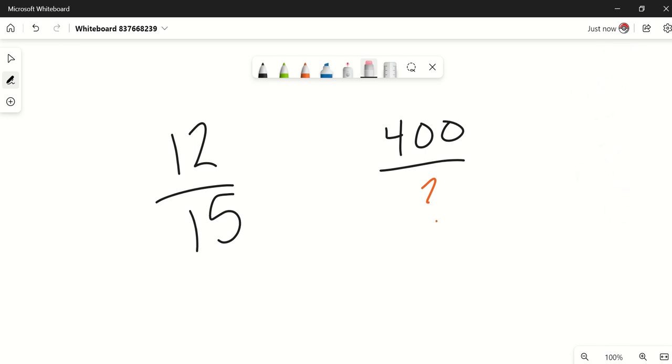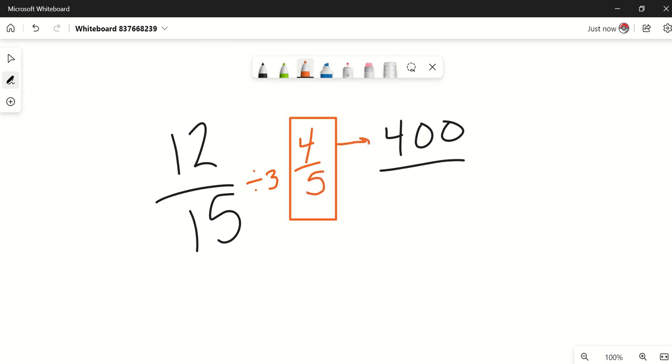I'm going to need to not try to convert 12 to become 400. I'm going to make 12 convert into something that can then convert to 400. So I'm going to divide both of these by a certain number. 12 and 15 both have 3 as a common factor. If I divide 12 by 3, it gives me 4. And if I divide 15 by 3, it gives me 5. This number is definitely a lot easier to convert over because 12 will not convert to 400.